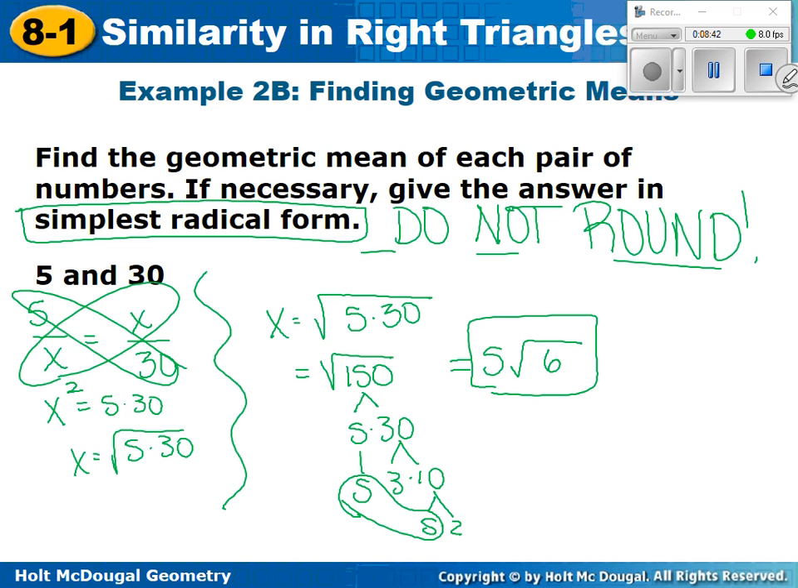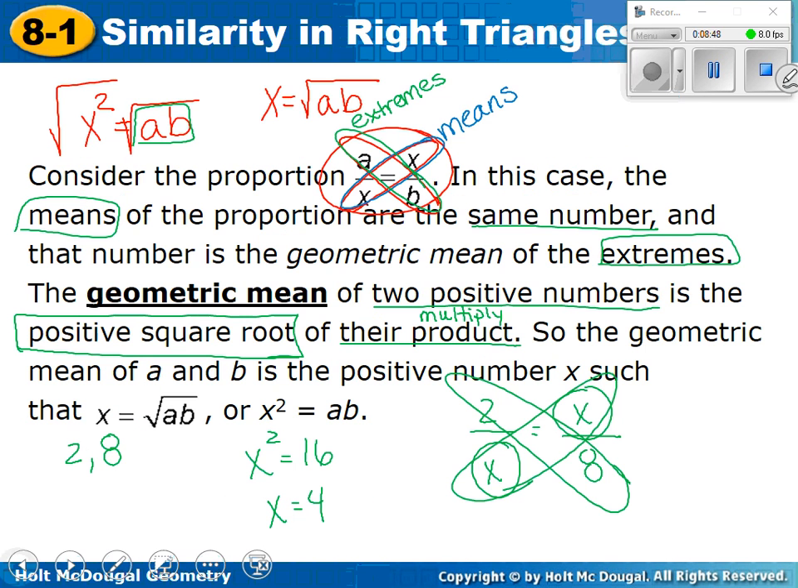Everybody okay with quick shortcut geometric mean? Okay, but understanding that the geometric mean occurs when you have the same number in one diagonal of a proportion. That's when geometric mean occurs. Yes, sir. Do you have a question, Thad?